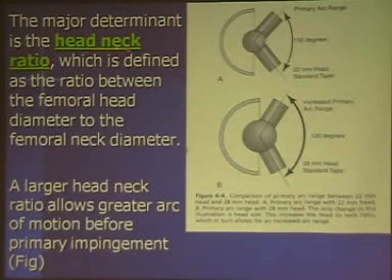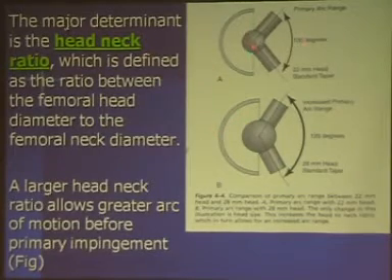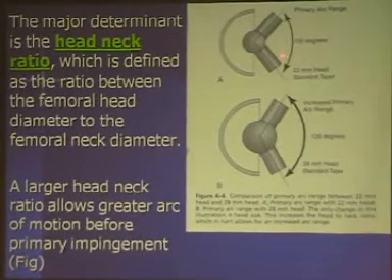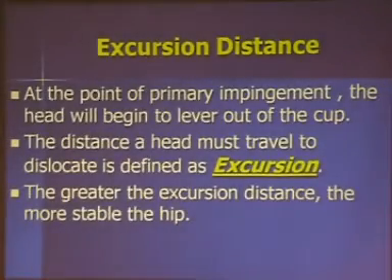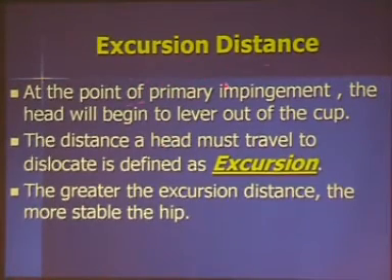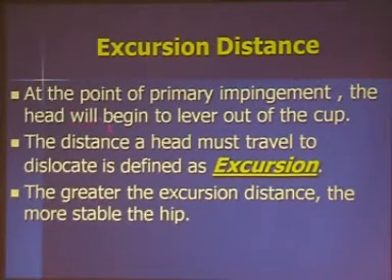Comparing the head-neck ratio, using a small head versus a large head with the taper being the same, we find here that the range of the small head is only 100 degrees before starting to impinge, whereas the large head will have 120 degrees before starting to impinge. So a larger head-neck ratio allows a larger primary arc of movement. What's the excursion distance? At some point, we will reach the primary impingement, and the head then starts to lever out of the cup and consequently starts to dislocate. The larger the excursion distance, the more stable the head.